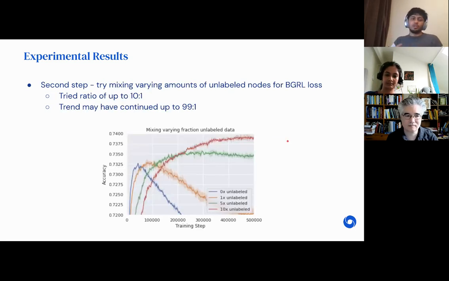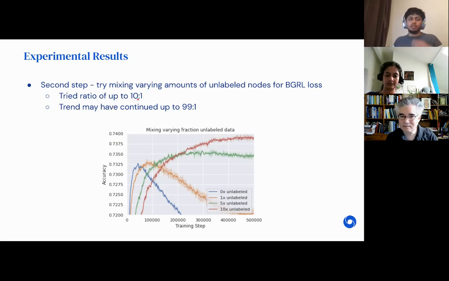Then the second step is, okay, we have this 99% data. We probably want to make use of that. So this is an experiment testing mixing different amounts of unlabeled data into the batch. So in blue, we have not mixing any unlabeled data. Then 1:1 ratio, then 5:1, and 10:1. And we see that as you mix more and more unlabeled data, the unsupervised loss is more easily able to make use of that data, get better representations, and performance improves.